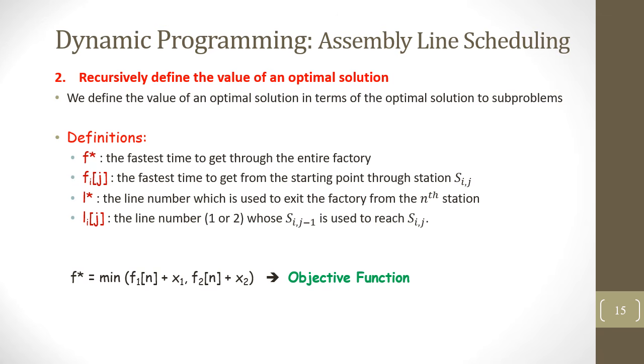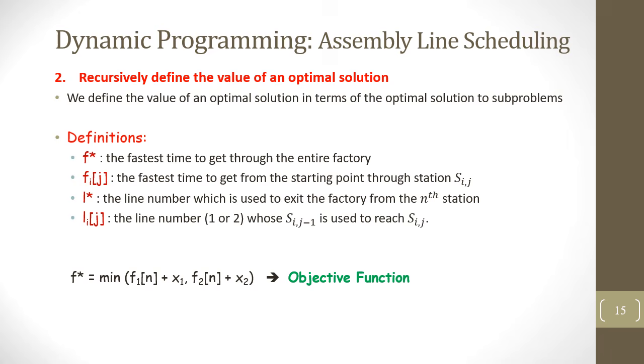Here we define some variables and tables. F star is the fastest time to get through the entire factory. F i of j is the fastest time to get from the starting point to station S i j. L star is the line number which is used to exit the factory from the nth station, and L i of j is the line number, either 1 or 2, whose station was used to reach station j on line i.